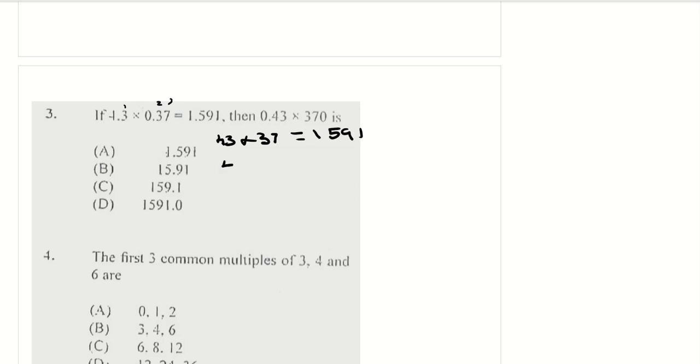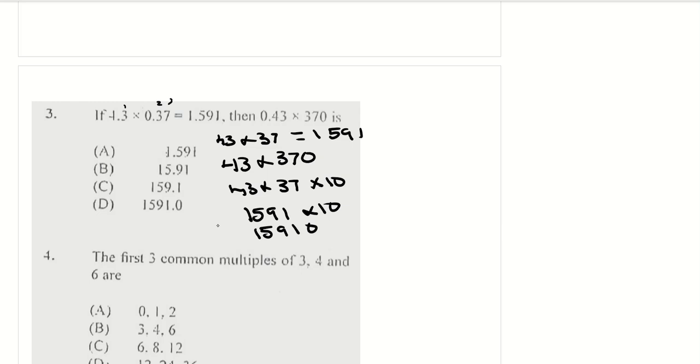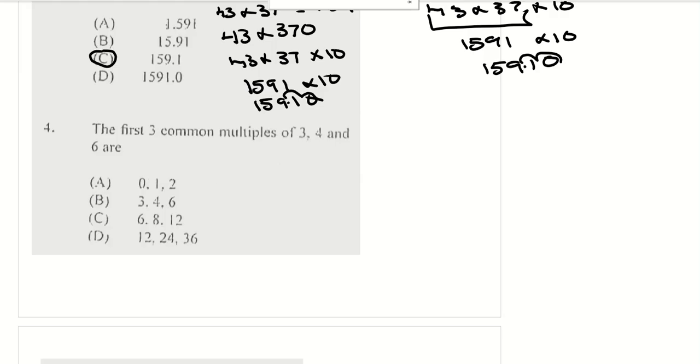This question has 43 multiplied by 370, which is 43 multiplied by 37 multiplied by 10, because 370 is 37 multiplied by 10. We know that 43 by 37 is 1591, multiplied by 10 is 15910. Now we have to move back our decimal place how many times? 2. So 1, 2. So the answer would be 159.1.